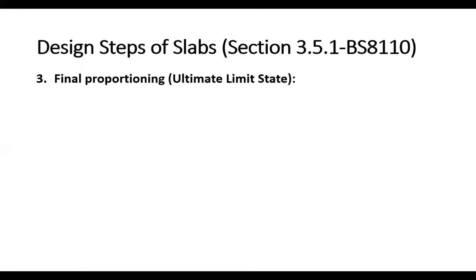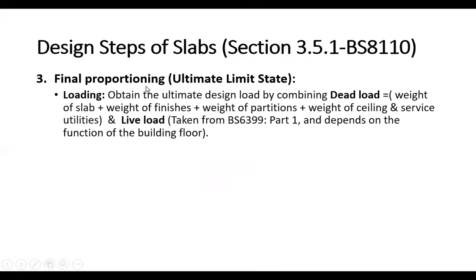Then we can move to a third step, which is the final proportioning. Final proportioning will include different parts. The first one is to get the loading on the slab. The main two loads on the slabs are dead loads and live loads. Dead loads will include the self-weight of the slab, and in this case for self-weight you need to get the H, which we got in the second step in the previous slide, initial proportioning.